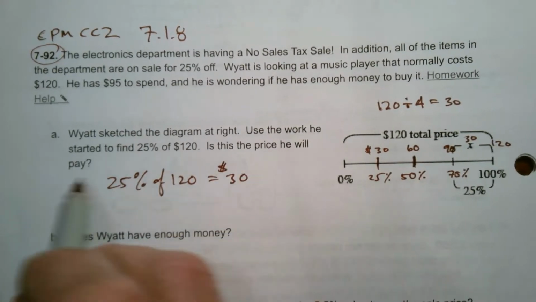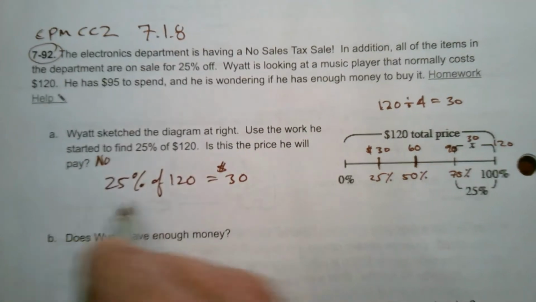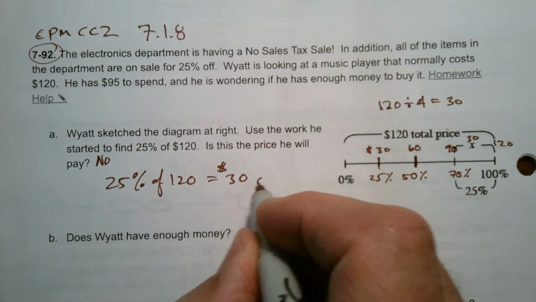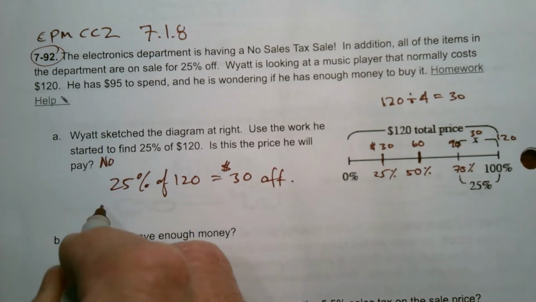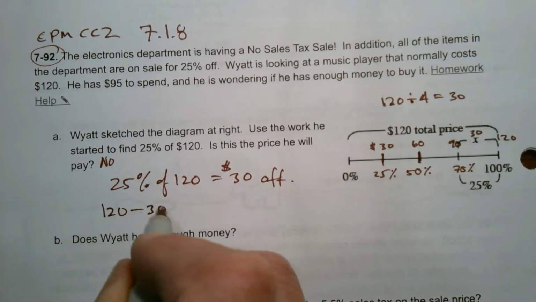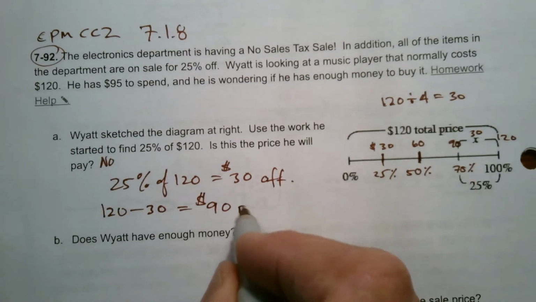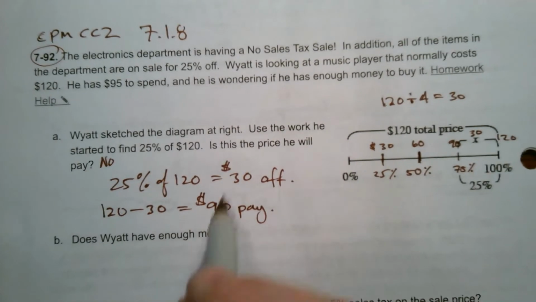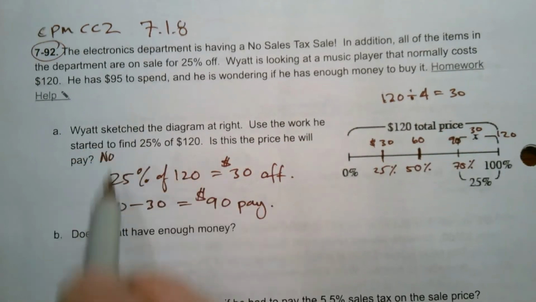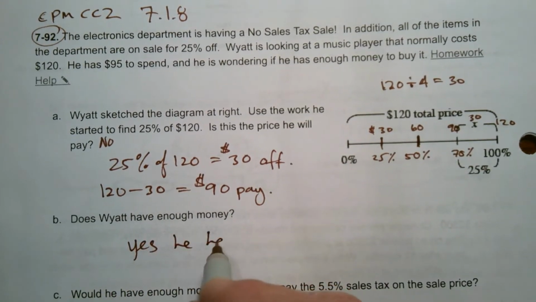So is this the price he will pay? No, he's not going to pay that. That's $30 off. So what he's going to pay, well, we take 120 minus 30, and it's going to be $90. So he's going to pay $90, right? So does he have enough money? He says he has 95 in the beginning, right? So he does, yes. He has enough.